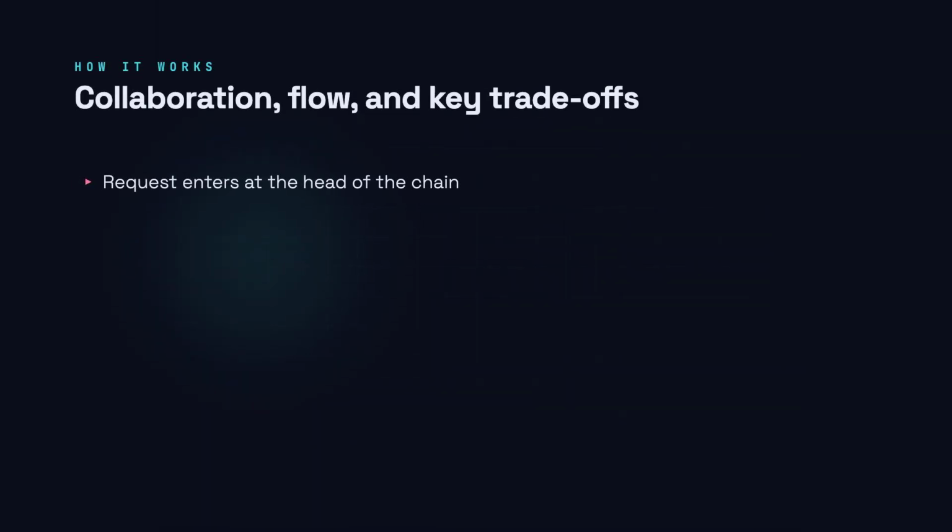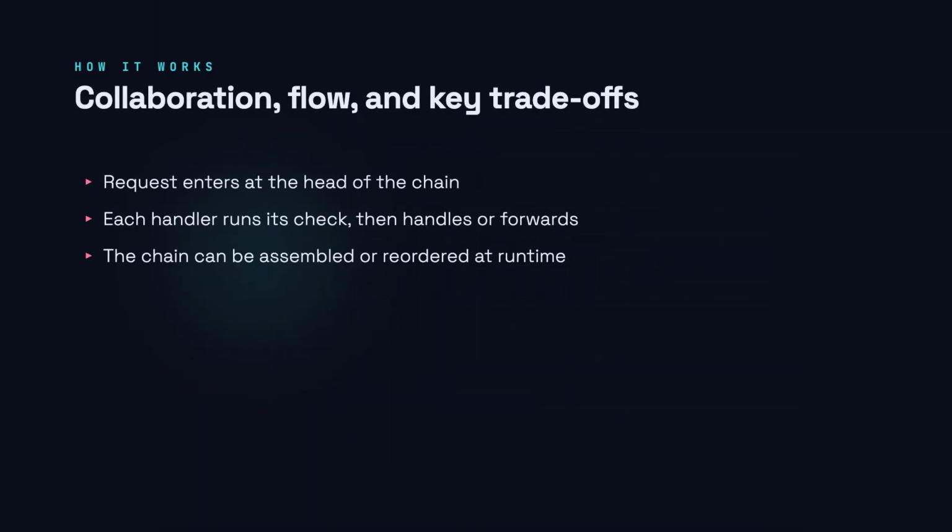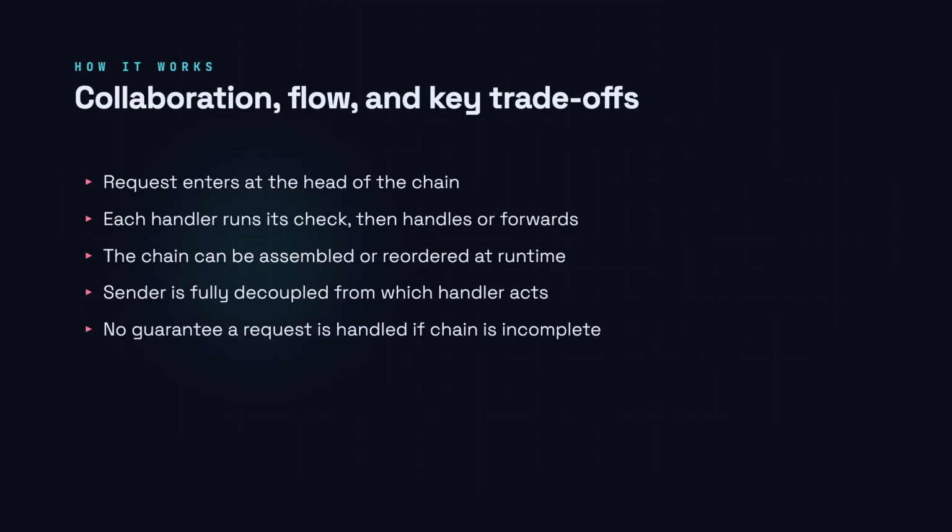At runtime, the client sends the request to the first handler and then steps back completely. Each handler inspects the request and either handles it and returns a result, or calls the next handler and returns whatever that call produces. Because the chain is just a linked list of objects, you can add, remove, or reorder handlers without touching the sender at all. That is the decoupling payoff.